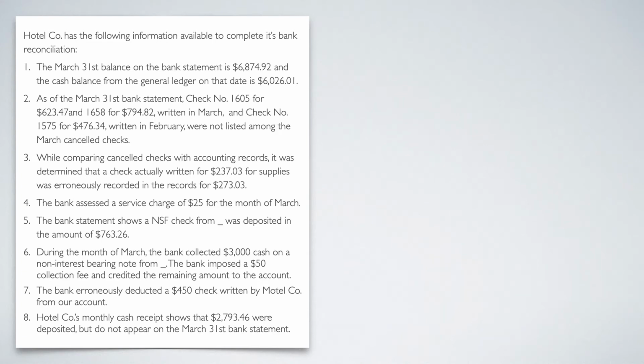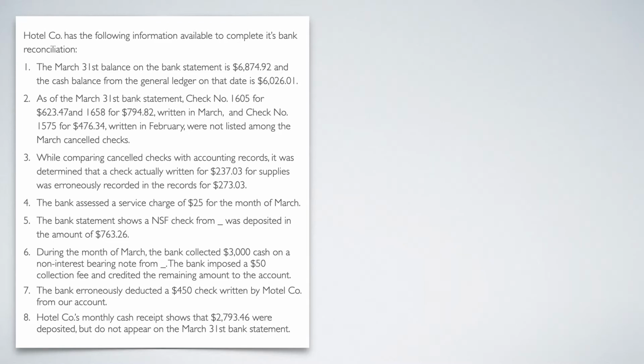All right, so here we are with Chapter 5's bank reconciliation example. As you can see, the problem is to our left. We're dealing with a hotel company, and it gives us these things that they would find during their bank reconciliation, whether it be from their books or from their bank statement. And pretty much what it's asking us to do is to complete a bank reconciliation.